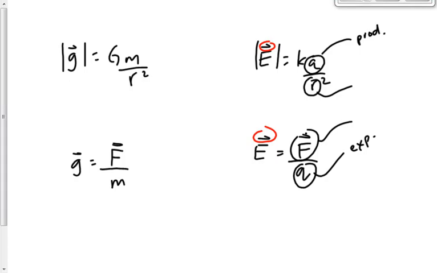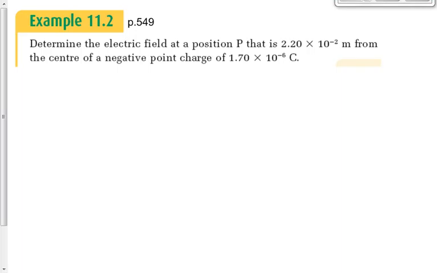All right. I want to take a look at an example problem here. We already did 11.1 the other day, and you guys said it went well. So let's take a look at another one here, 11.2 today. It says, determine the electric field at position P that's 2.20 times 10 to the negative 2 meters from the center of a negative point charge, 1.7 times 10 to the negative 6 coulombs.